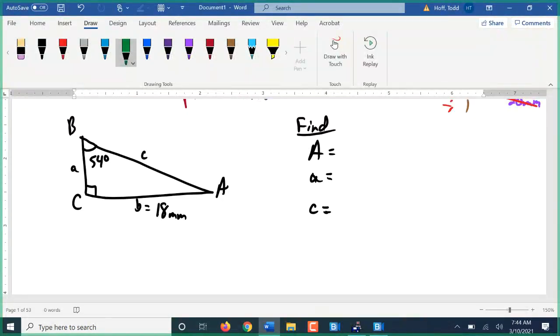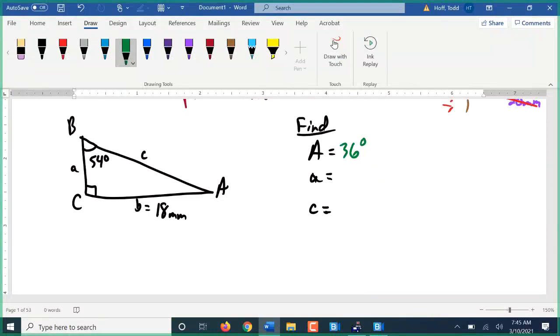So angle A, of course, again, is the easy part. How big is that? 36 degrees. Now, I should have mentioned my drawings are definitely not to scale. You can't look at the size of the angle and make a judgment.